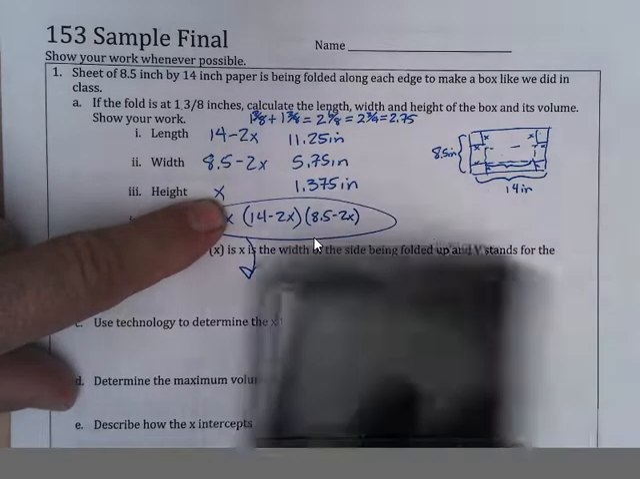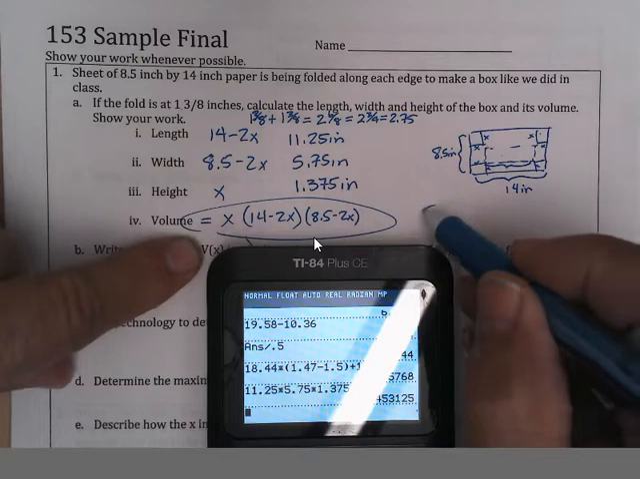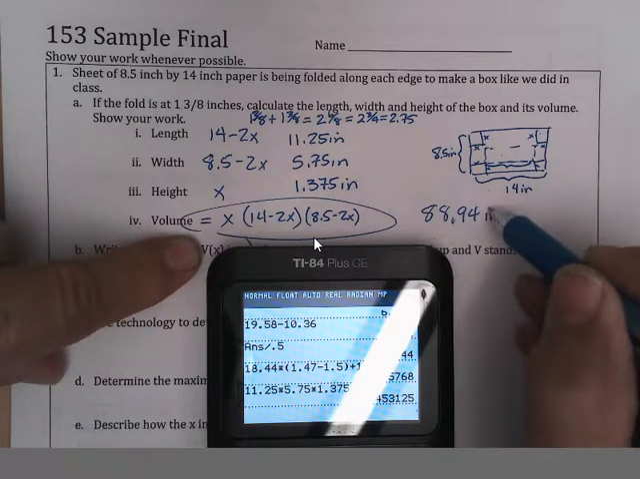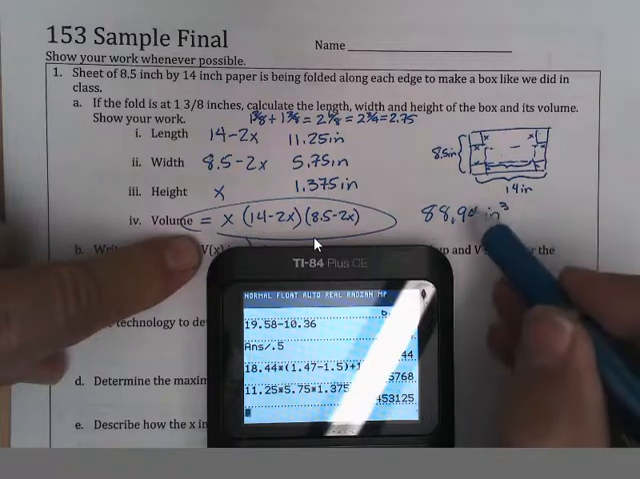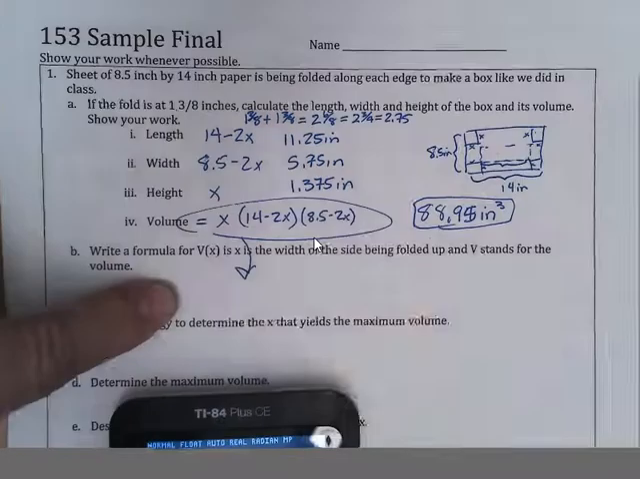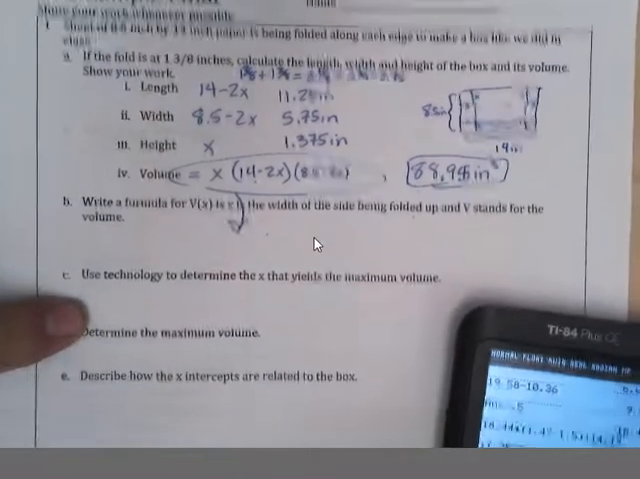And these multiplied, 11.25 times 5.75 times 1.375 is 88.94 inches cubed. 95, I guess, rounded off properly. And this is the formula with x's in it. Use technology to find the max volume.